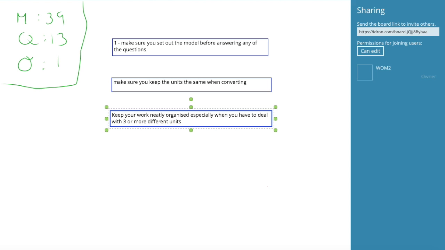Keep your work neatly organized, especially when you have to deal with 3 or more different units. As you saw in the last question, you first had to organize a certain number of moos into piles, but the piles were not given as moos, but were given as oinks. And then not only did you have to write a remainder, but you couldn't leave the remainder in moos. You had to convert that to quacks and moos. So make sure you keep your work very neatly organized.